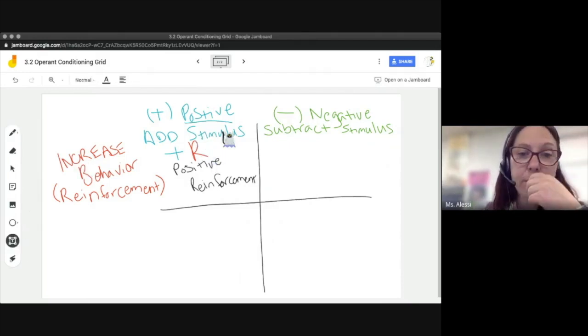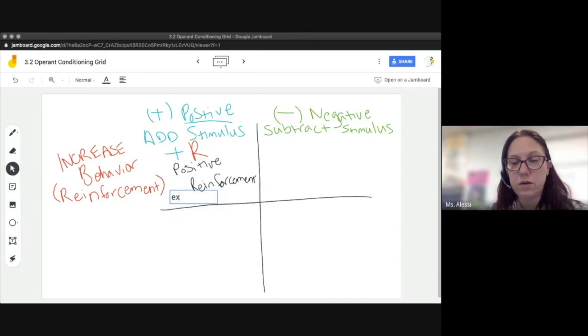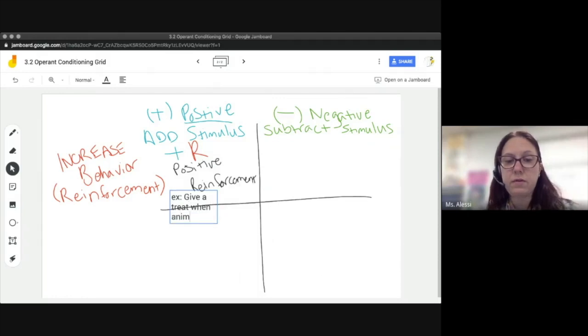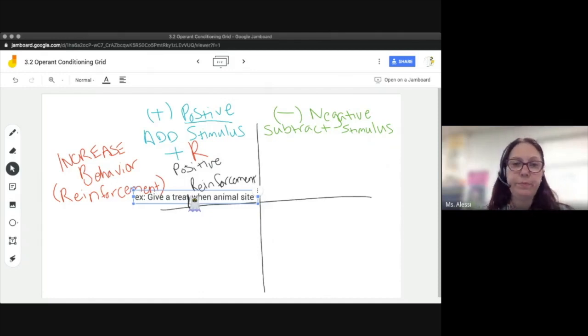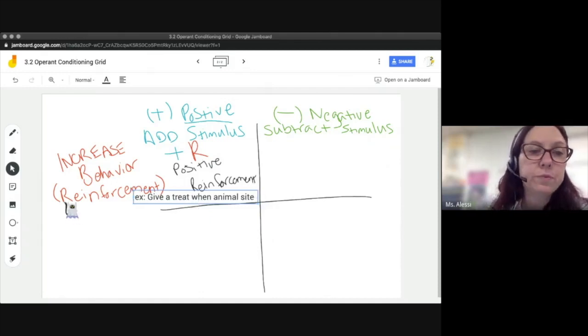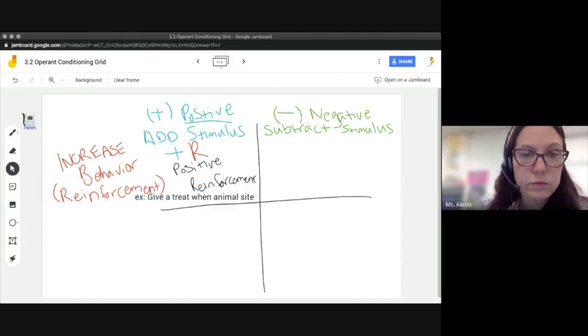So our example for doing something good is going to be to give a treat, right? So that would be my positive. I'm going to give a treat when my animal does something good. That's my example for positive reinforcement. Okay.